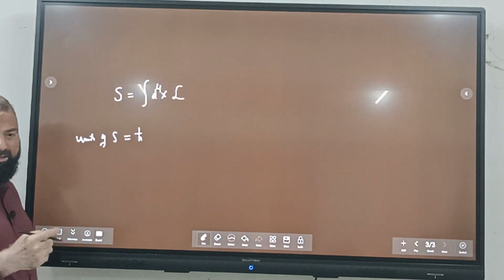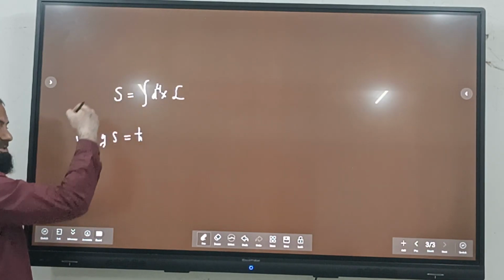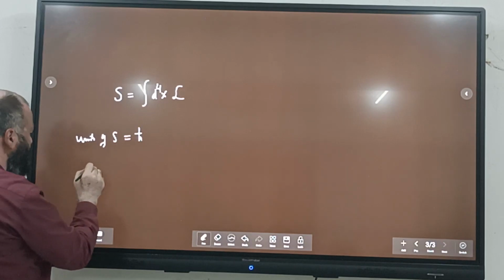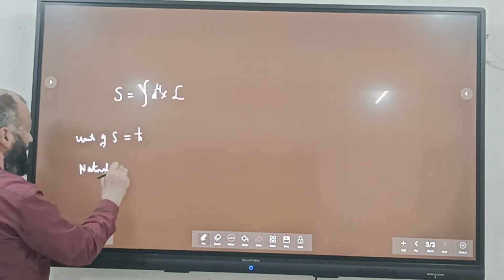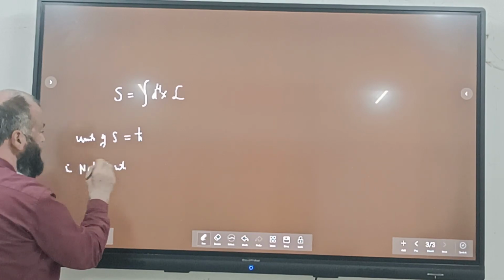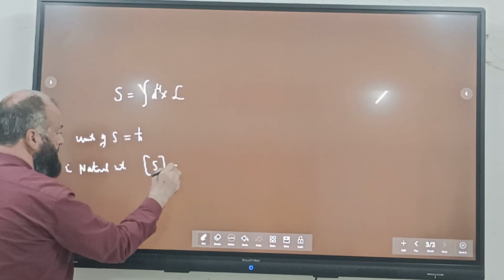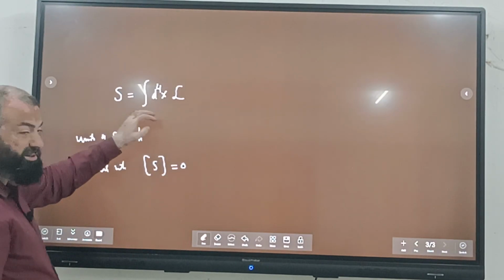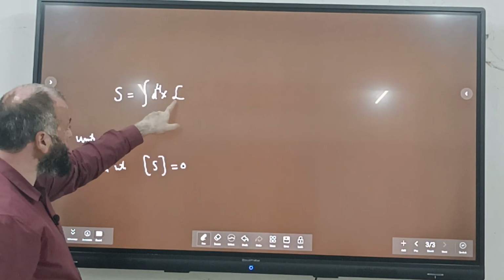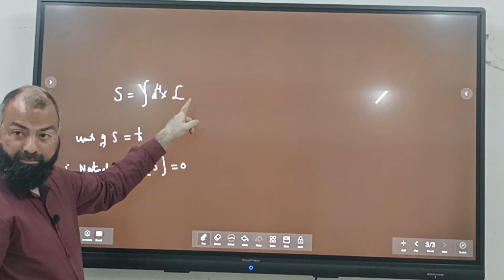So that means since h cross is equal to 1, this is dimensionless. So in our system, natural units, the dimension of S is equal to 0. So it is dimensionless. Clear? Okay. So if this is dimensionless, now let's calculate the dimension of this L.